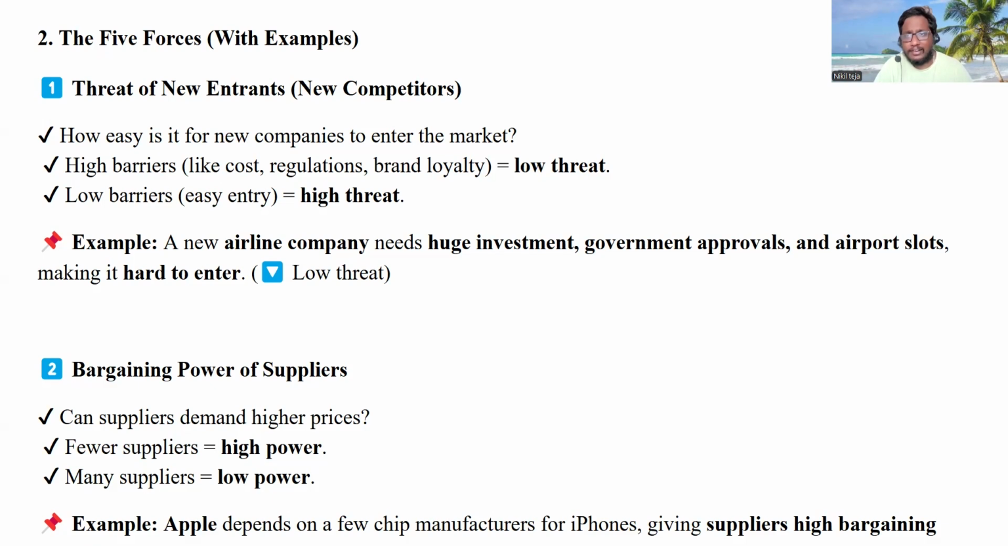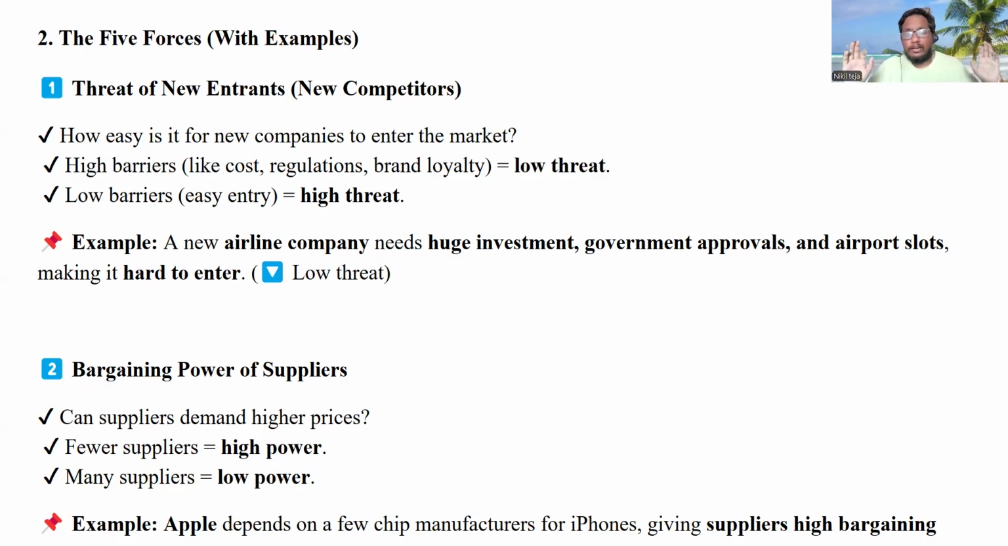That is nothing but the airline industry. So the first threat is the threat of new entrants. The second force is bargaining power of suppliers. Can suppliers demand high prices? For example, if there are few suppliers, then the suppliers will have the power. If there are so many suppliers, then the suppliers will not have the power.